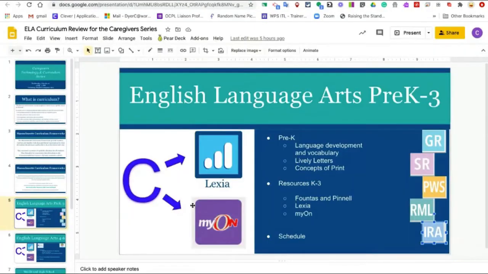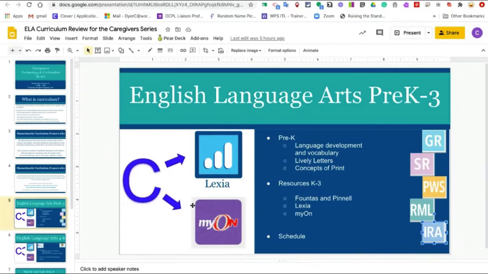So you'll notice it's not the teacher just reading this book to the students. It's actually the students engaging with the book and enjoying it with the teacher and learning the whole time. So these are the resources that we use for pre-K through 3 during our ELA block.